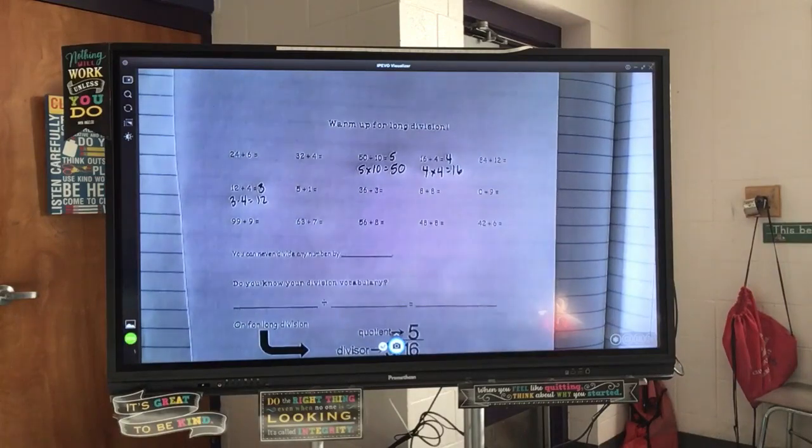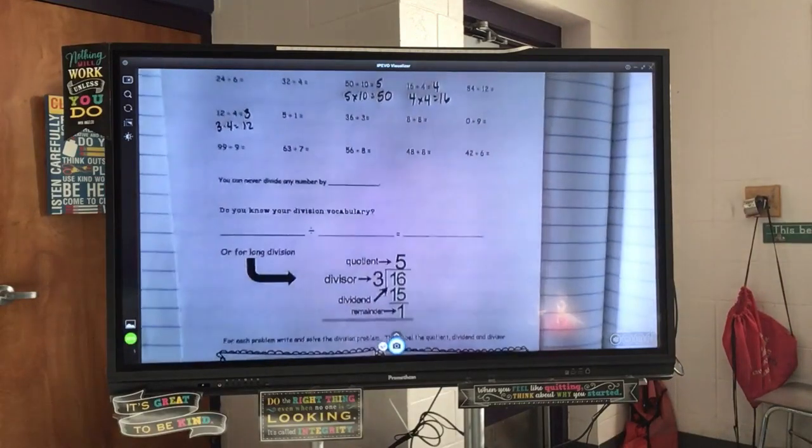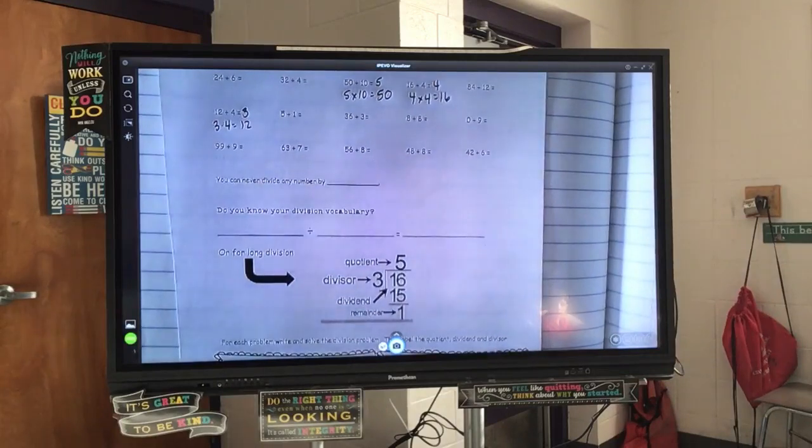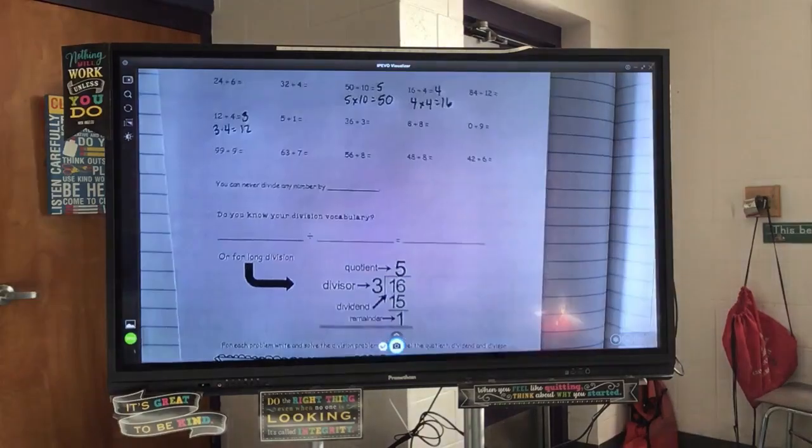All right, now, you can never divide any number by what? What can we not divide any number by? Zero.